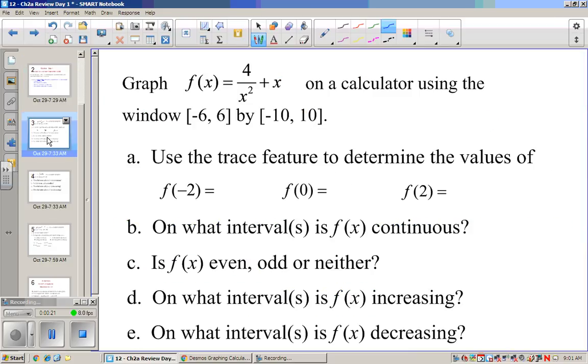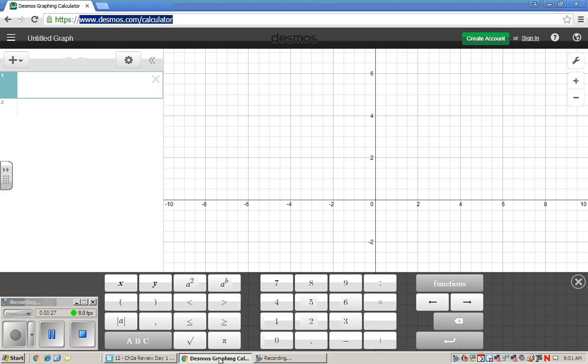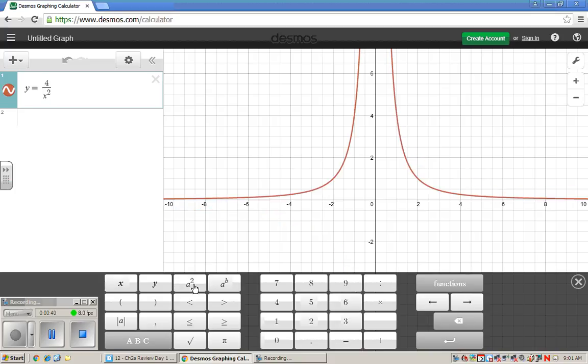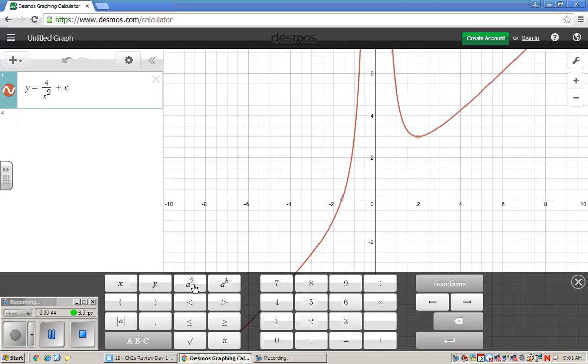So in this first problem, we're looking at this function f of x equals 4 over x squared plus x. We're going to go to Desmos and enter it in. So we go right here in the bar and we type in y equals 4 divided by, which gives us a fraction bar, x, and we can click on this a squared to get it to square. A right arrow plus x gets our equation in there, and we immediately have our graph to the right.